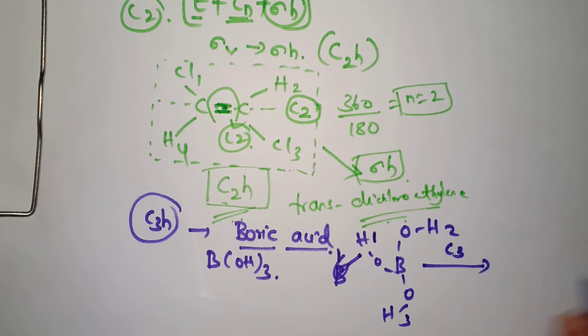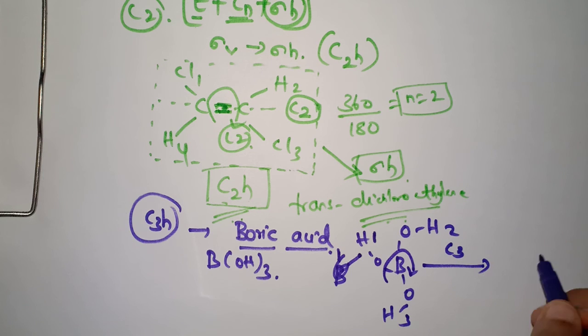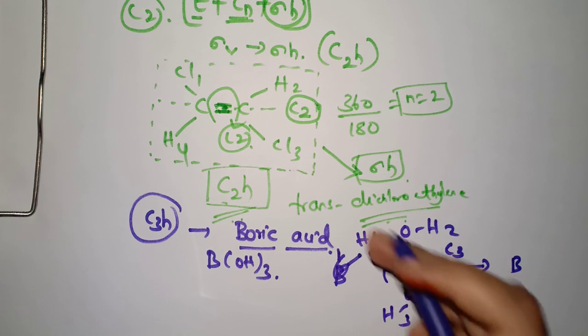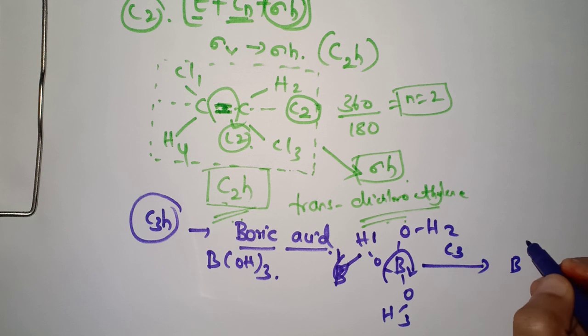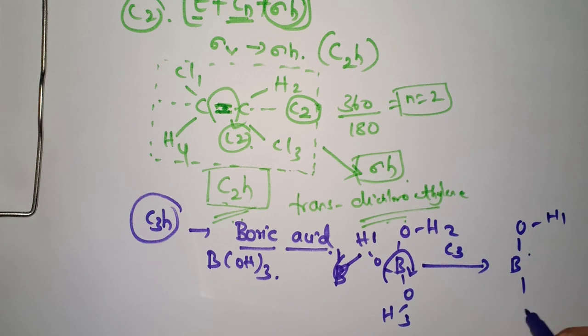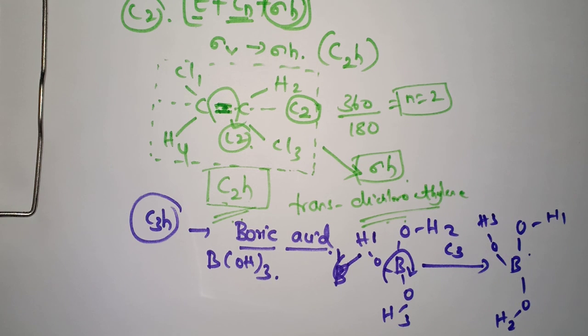If I show just one operation, see here, rotating the molecule by 120 degrees, this OH1 will come to this side, OH2 will come to this side and OH3 will go there. So it is like this: OH1, OH2 and OH3. If you perform C3 operations, then we will get the original configuration.